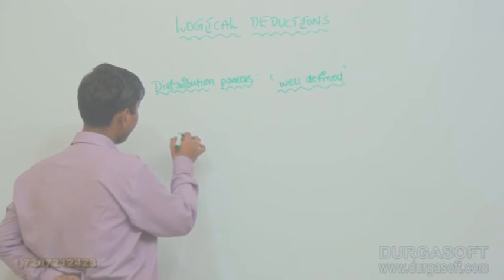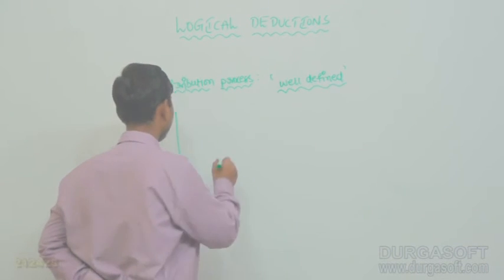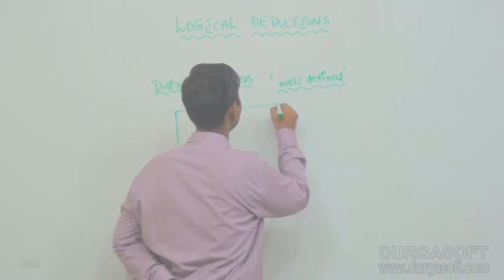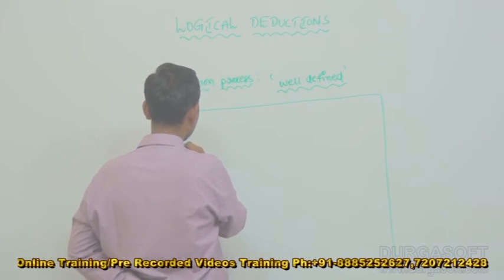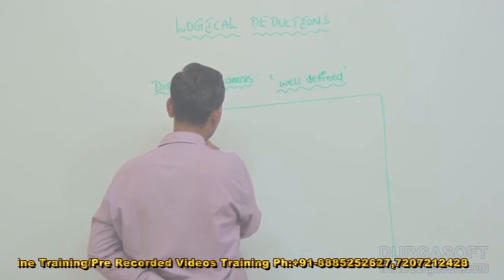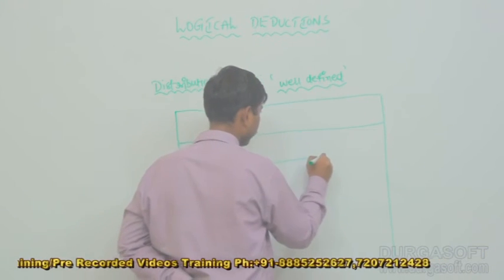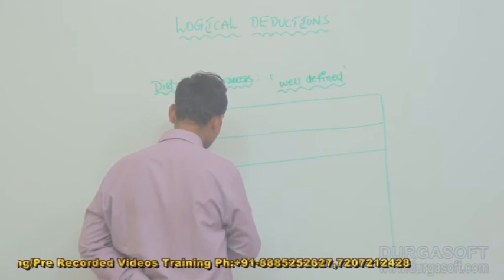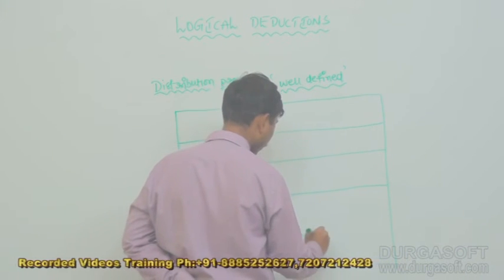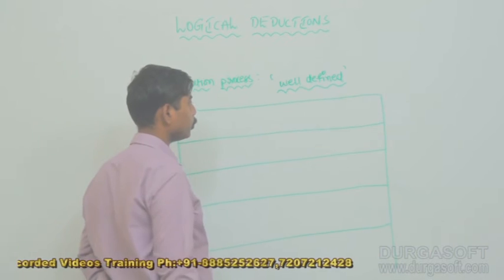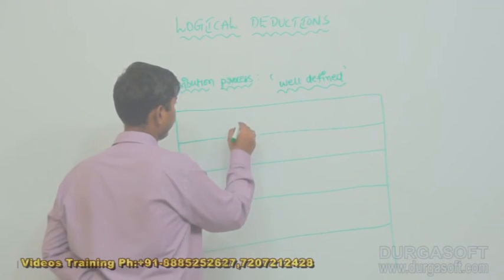Now in total how many types of statements have we seen as of now? Yes, we have seen a total of 4 types of statements. In that, the first one is universal affirmative, second one is universal negative, third one is particular affirmative, and fourth one is particular negative. So write it here.